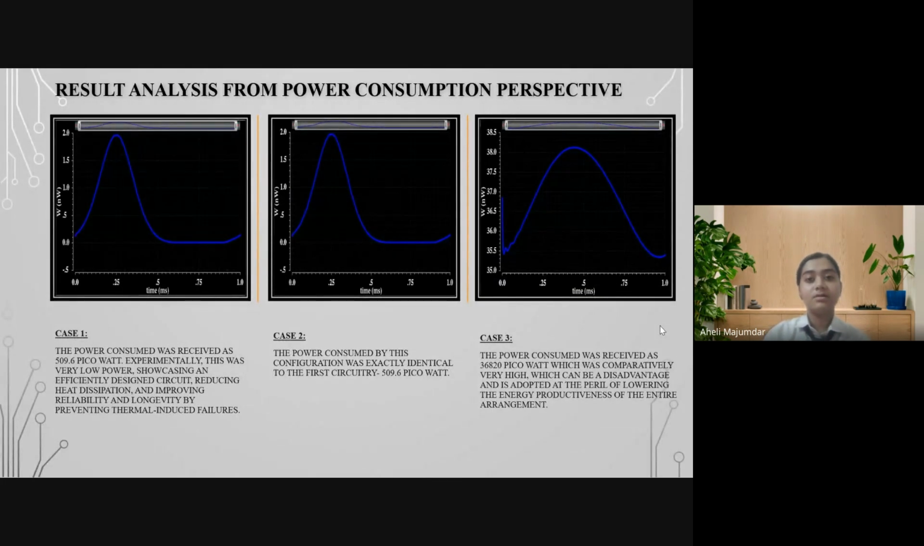Lastly, the slide shows the result analysis from the power consumption perspective. As we can see, the first 2 configurations gave ideal power consumption values, which were 509.6 picowatts, and it was the lowest order. And the last configuration consumed the highest power of 36,280 picowatts.